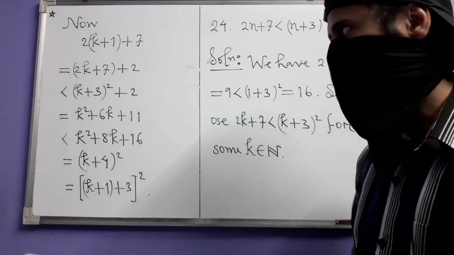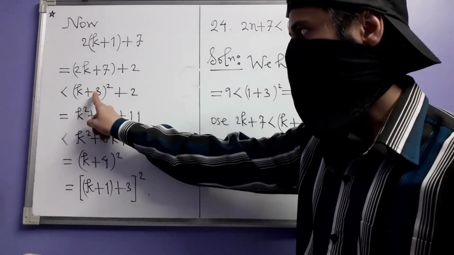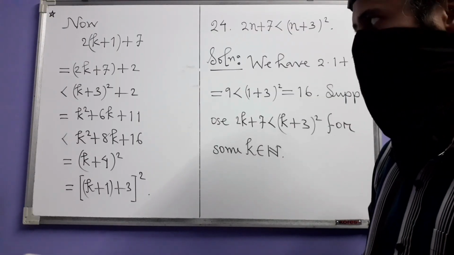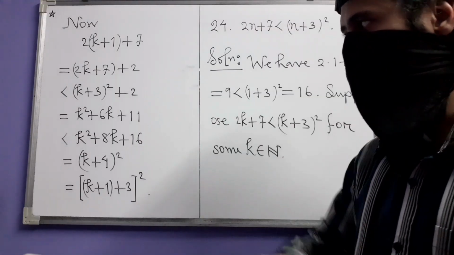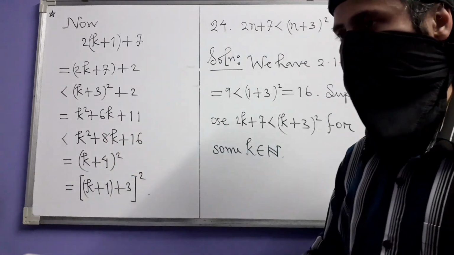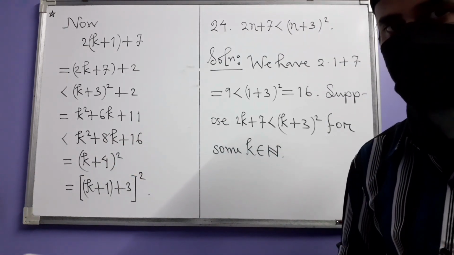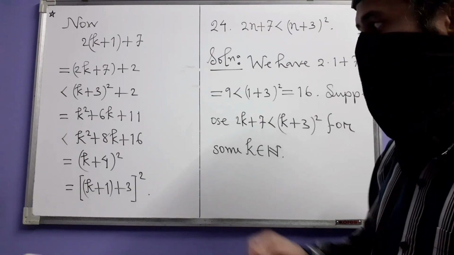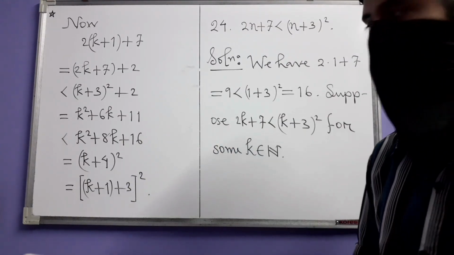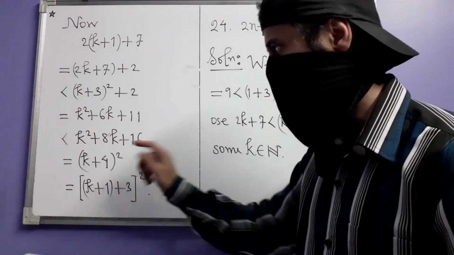Now you expand the square, k square plus 2 times k times 3, that means 6k plus 9. 9 plus 2 is 11. Now in place of 6k, if you write 8k, you are writing more because k is a positive integer. And in place of 11, you are also writing 16. So you are still writing more. So this is less than this.